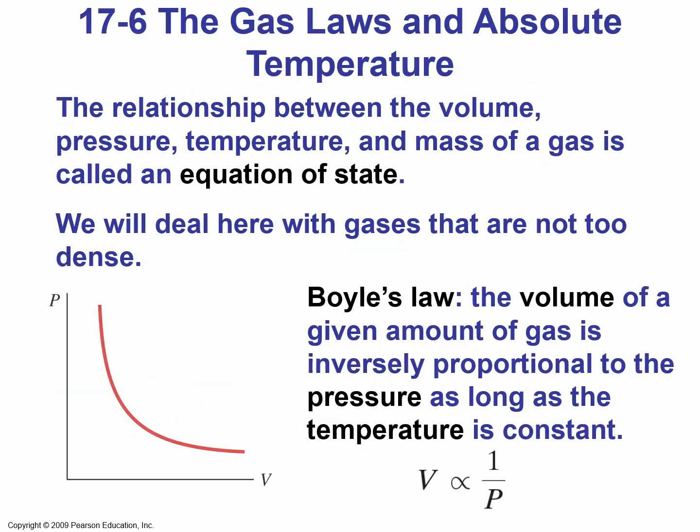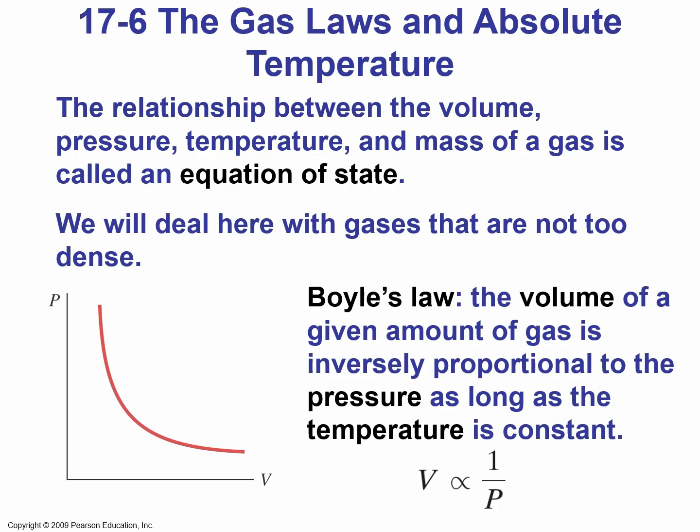Section 6, the gas laws and absolute temperature. The relationship between the volume, pressure, temperature, and mass of a gas is called an equation of state. We will deal here with gases that are not too dense, and we call them ideal gases. Boyle's law states that the volume of a given amount of a gas is inversely proportional to the pressure as long as the temperature is constant.